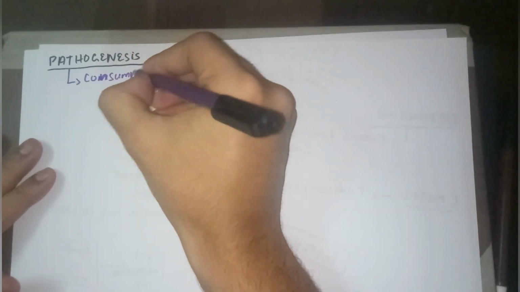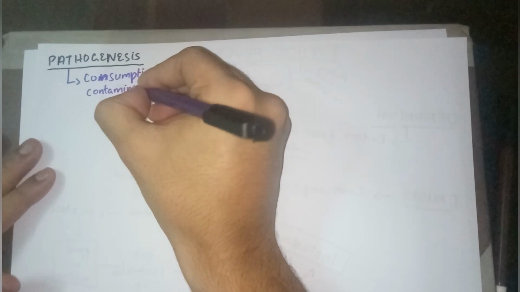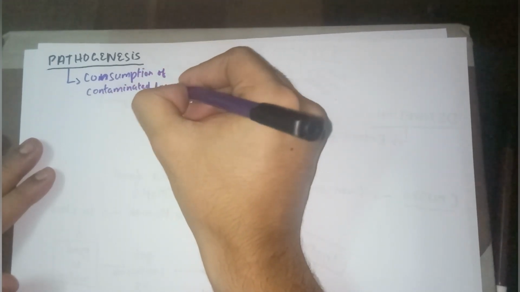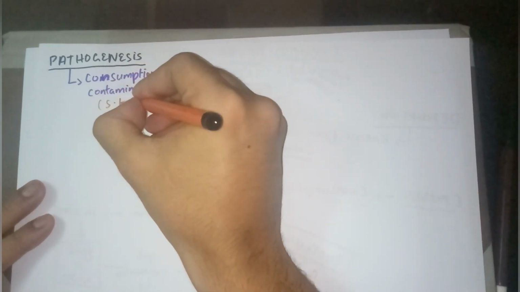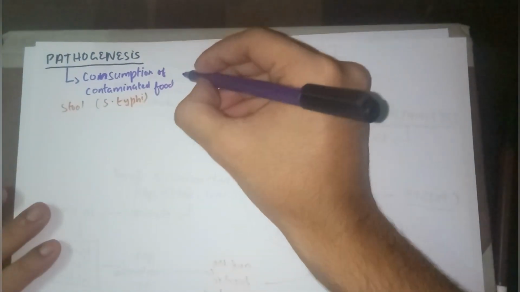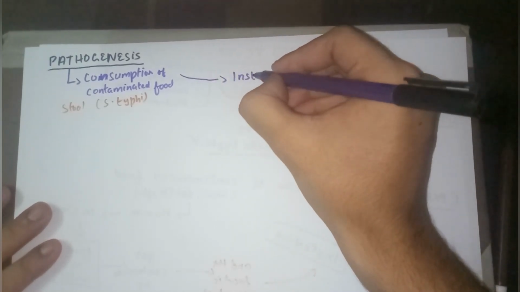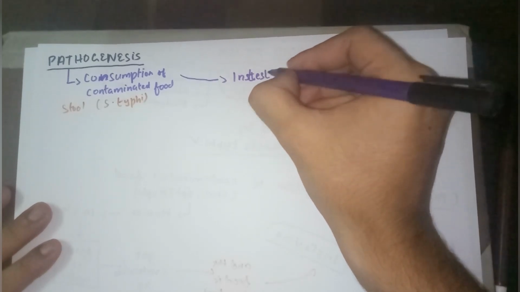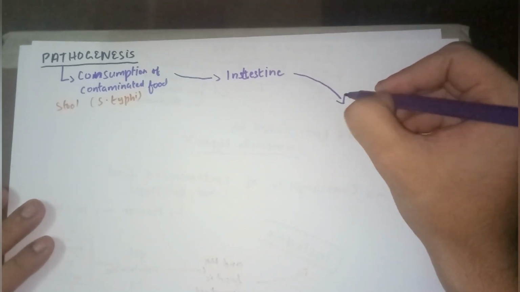consumption of what? Contaminated food, and obviously contaminated by what? S. typhi. Stool containing Salmonella typhi. And where is this contaminated food going to go? Definitely the food always goes into the intestine. Everyone knows, intestine. So after that, where will it go to cause typhoid?